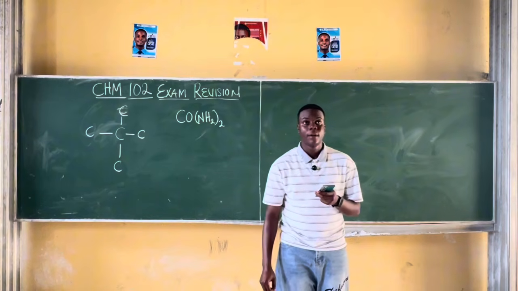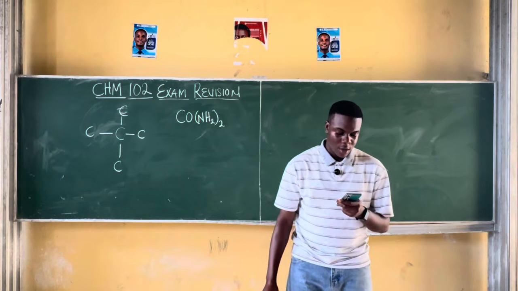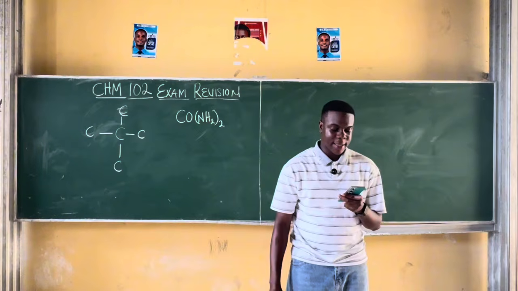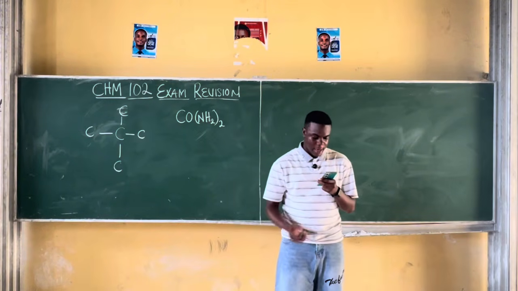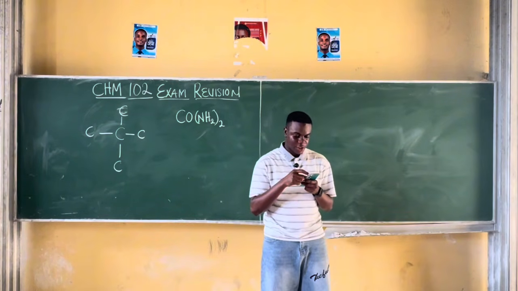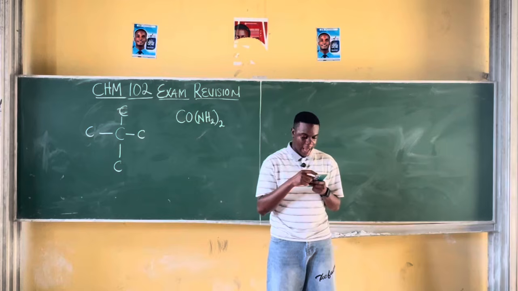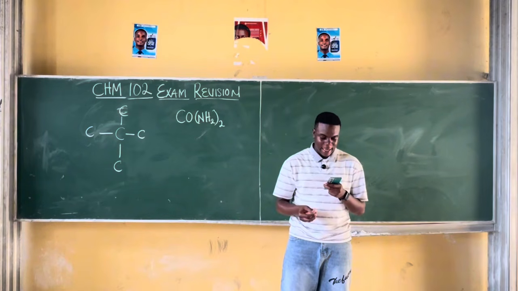Now the next question says, which of the following best describes a halogenation? Alkene. Is that an alkene?